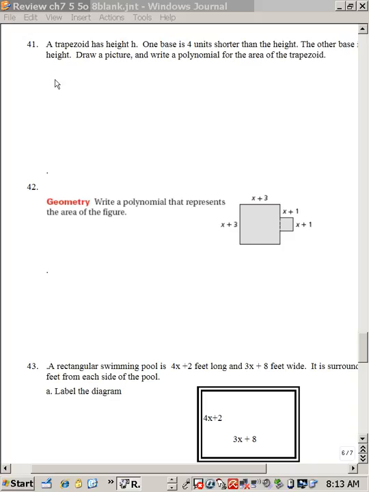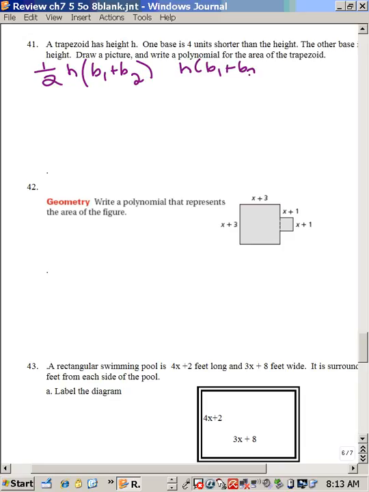Okay, I gave you the formula on this one. The formula is 1/2 the height, and then base 1 plus base 2. You can also look at it as height times base 1 plus base 2 divided by 2. So however you want to look at that is fine.